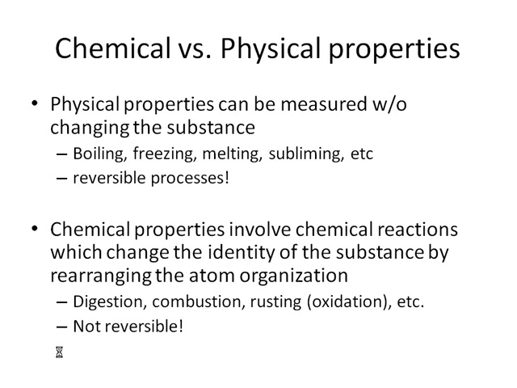So examples of chemical properties would be things like digestion, combustion, rusting, etc. They're not reversible. The food you eat, once you've digested it, you don't want it back. Right? That's what the toilet's for.